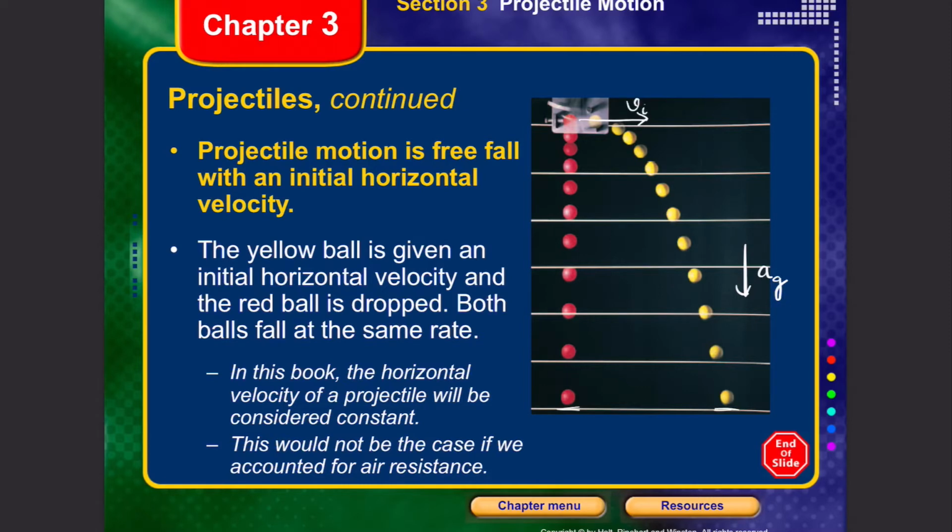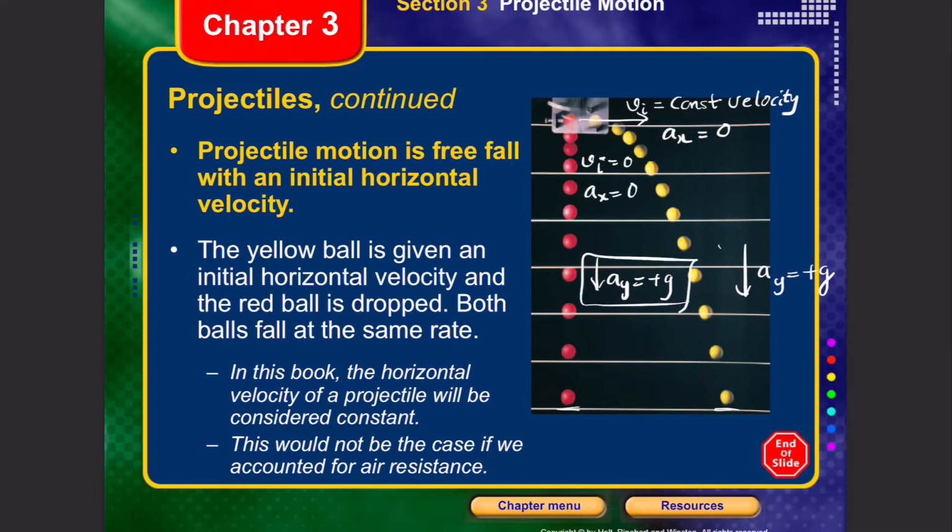So the horizontal motion is a constant velocity motion. Because it's constant velocity, the acceleration along the x direction is 0, but the acceleration along the y direction equals plus g. Here vi is 0, and therefore ax will also be 0. Because both of them have the same vertical motion controlled by the same vertical parameter, both of them will fall to the ground at the same rate.